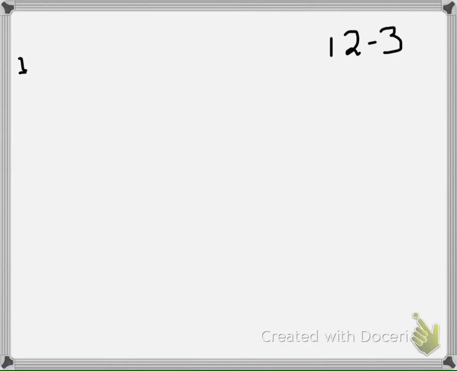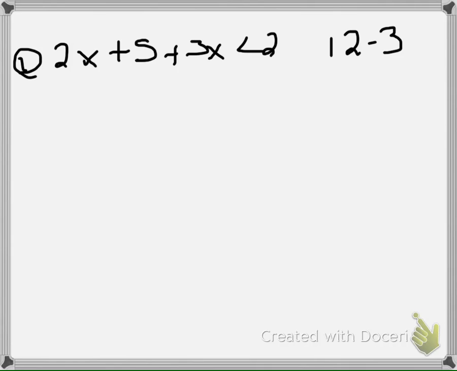Number one. Our problem is 2x plus 5 plus 3x is less than 20. Okay, copy the problem down. You'll turn the video off. You'll do the problem. And you'll turn it back on to check. Okay, here we go. Combining like terms.